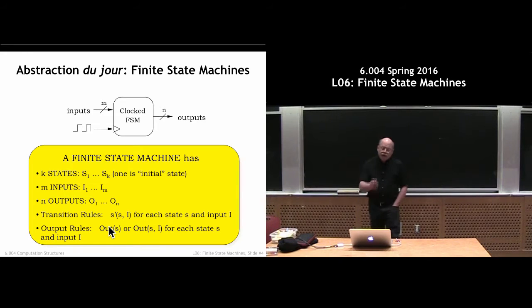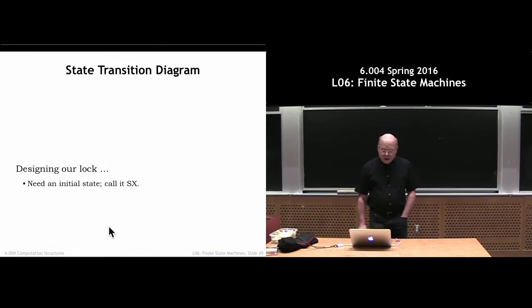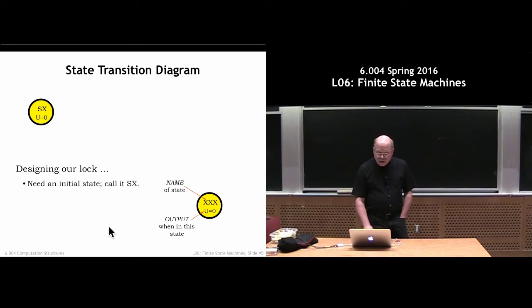Okay. So you can say, okay, that's a pretty abstract abstraction. How are we going to use it? So let's build a state transition diagram. This is going to be a graphical representation of the transition table that's required of us for our lock. Okay, so we'll need an initial state. You can see it here. We're going to give it a symbolic name. I always give my states symbolic names. And that name tells me what that state represents in terms of what we've remembered from the input history.